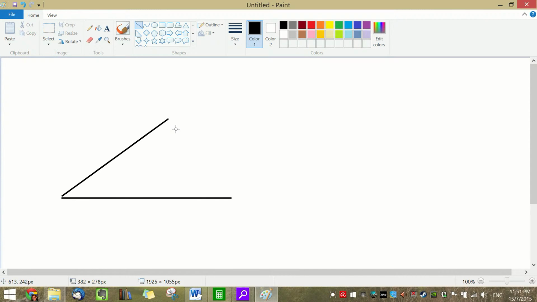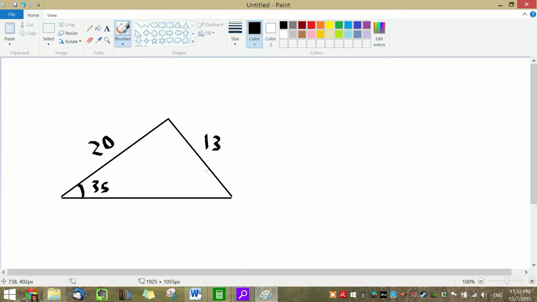Okay, so here I'm drawing the triangle, and you will notice that after I have drawn the triangle, they only give us three pieces of information. The three pieces of information are that this angle here is 35, this angle here is 20, and this angle here is 13.